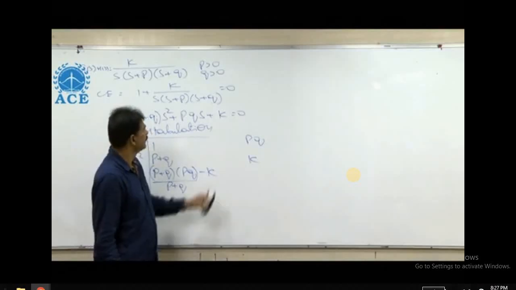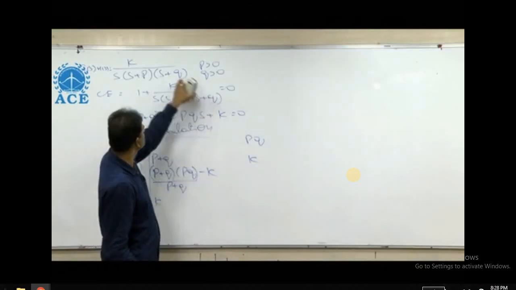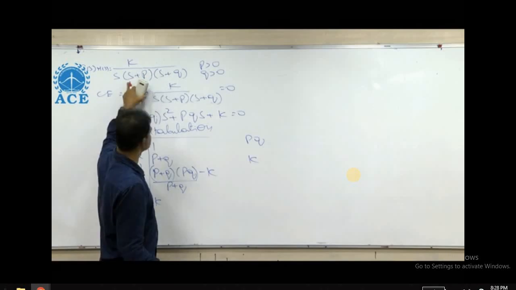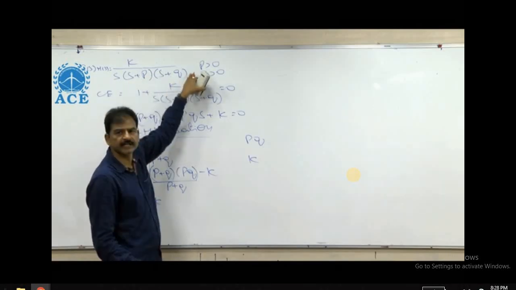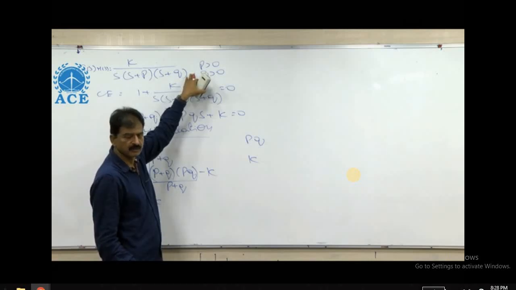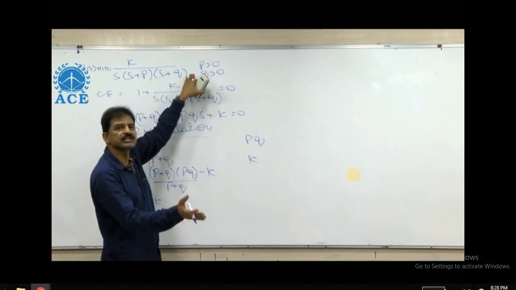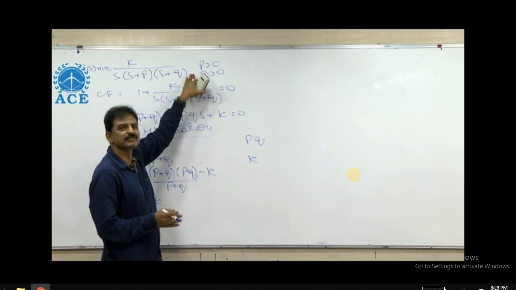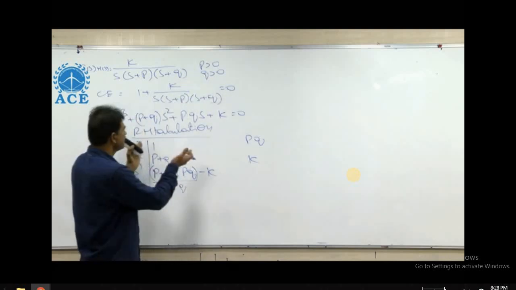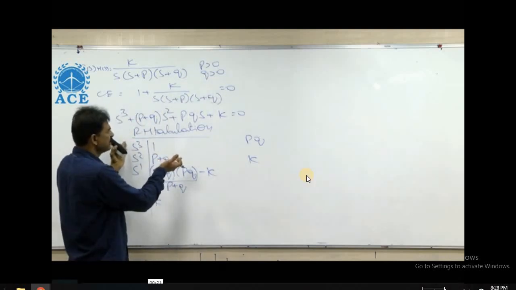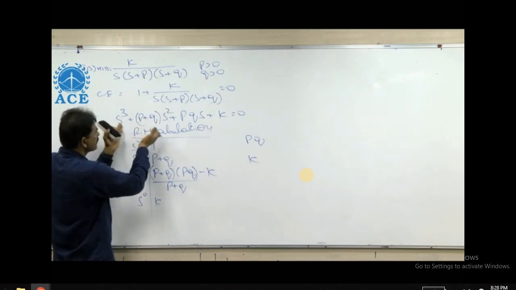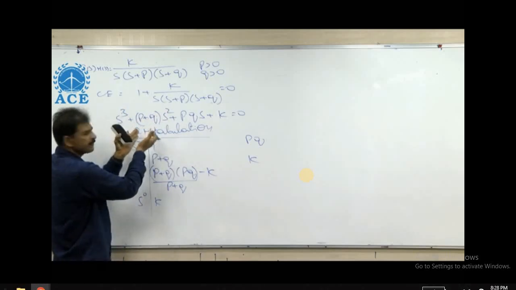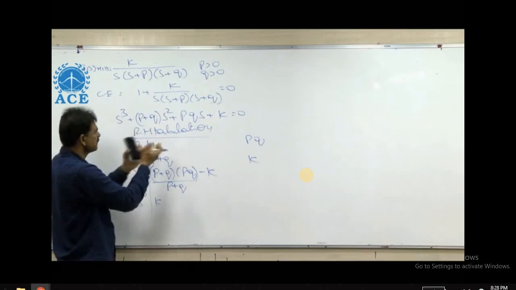Friends, range of K for stability is asked. Loop transfer function is given as K by s into s plus p into s plus q. Both p and q are positive. In fact, we do not need that Nyquist plot to solve this. It is simple using the RH tabulation. When you find the characteristic equation of this system, it is s cubed plus (p plus q) s squared plus pq s plus K.